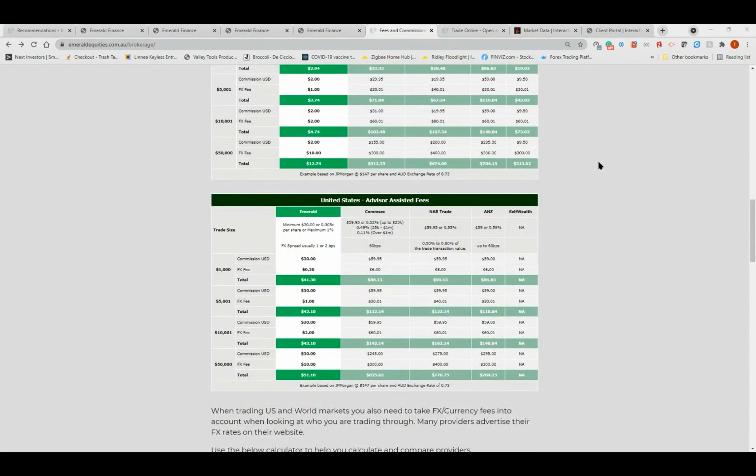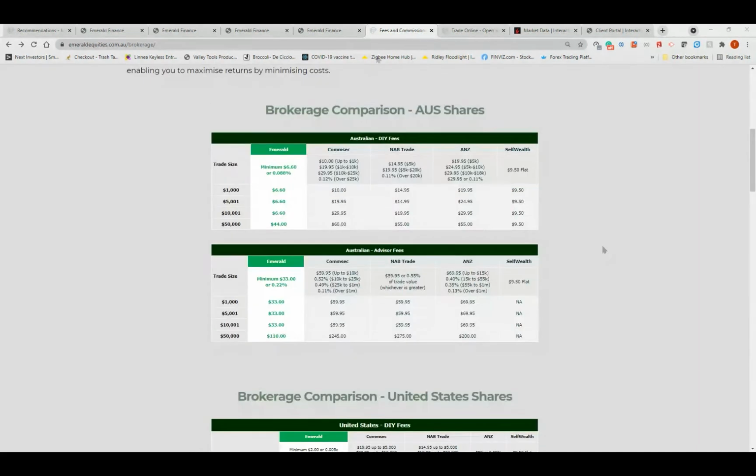If you're a little bit less tech savvy, or you're a bit time poor, then you can use our advisor assisted service as well. The advisor assisted is minimum $30, which means you're probably going to be paying $30 all the time. You can see here it's $30 all the way up to 50 grand. You'd have to get some pretty big trade sizes before you kick in to that 0.5 cent per share scenario. So we're also very, very competitive in that space, guys. If you want an advisor assisted trade through ComSec, you're paying $60. So that's US.